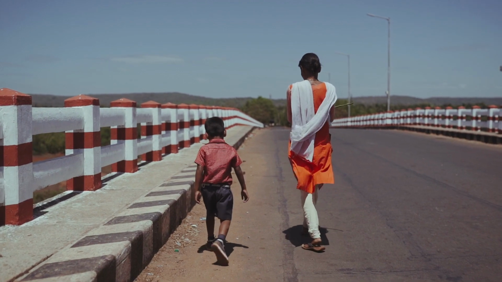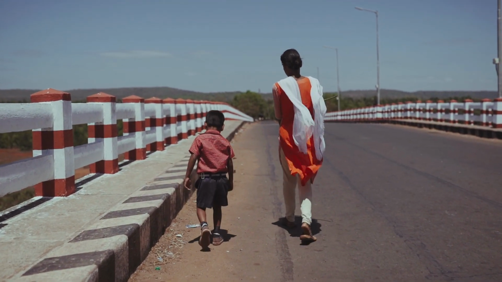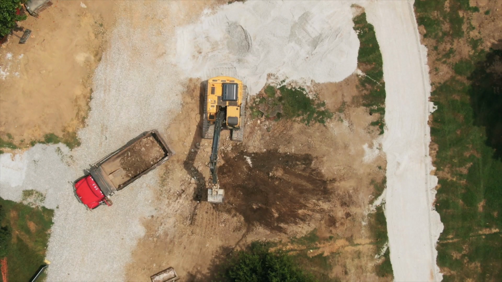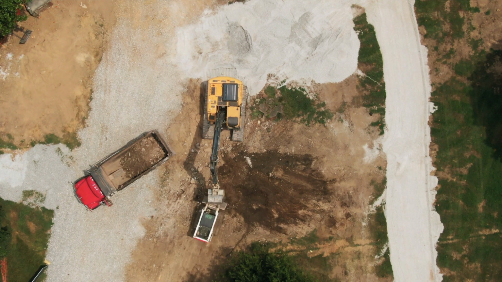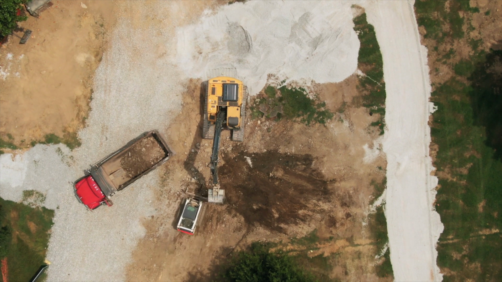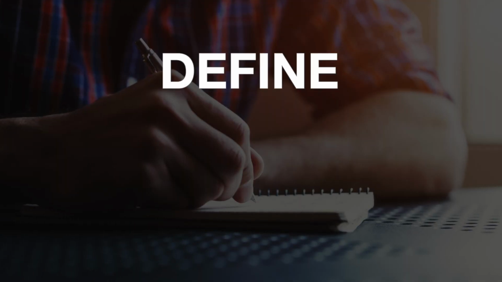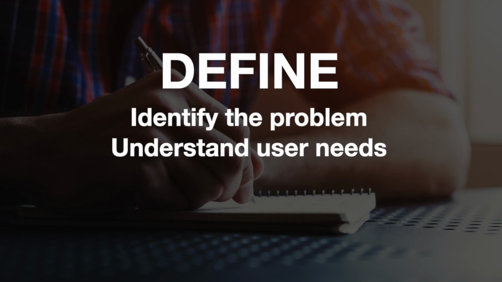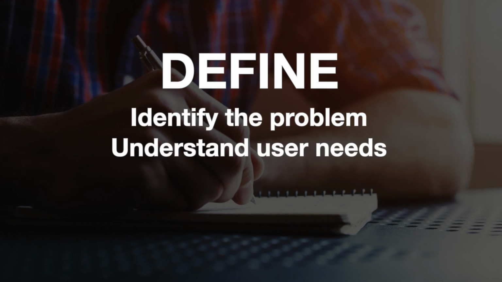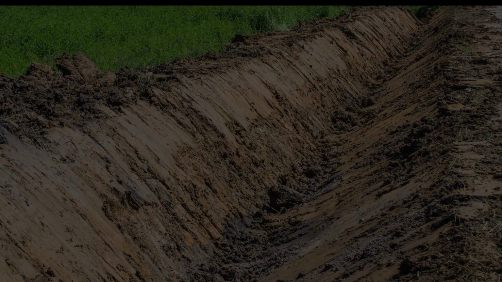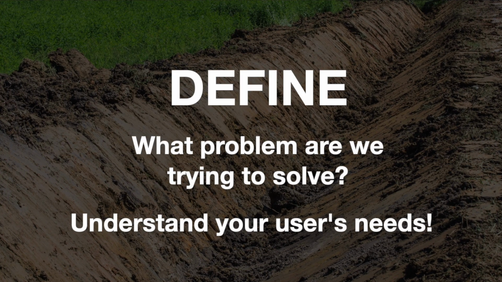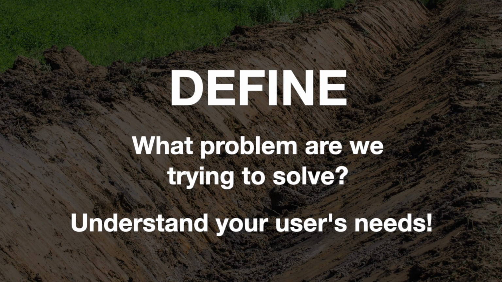But one team thought about it more carefully and realized what the real problem was. People needed to cross the ditch to get to the other side. Rather than design a bridge, this team designed a way to fill the ditch back in, a solution that turned out to be much less complicated and much less expensive. So in the define phase of the design cycle, engineers have to identify the real problem, and a key part of that is understanding their users' needs, which, in the story we just heard, meant understanding that the users needed to cross a ditch, not that they needed a bridge.